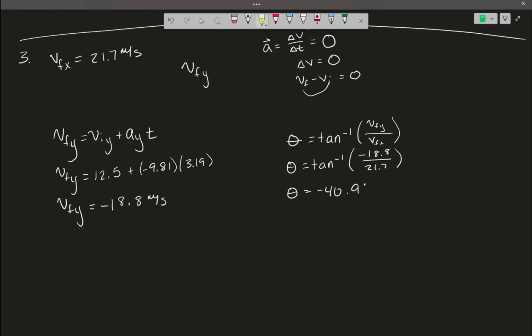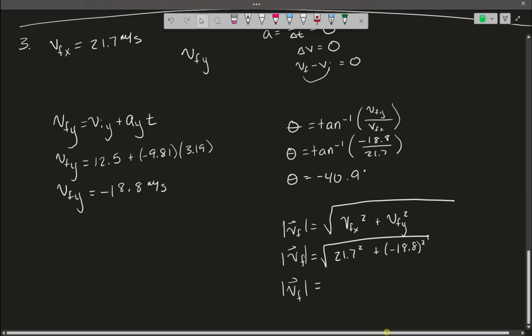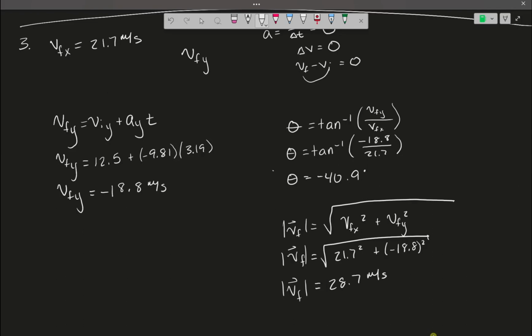Now I want to find the magnitude. To find the magnitude, I can use the Pythagorean theorem, right? So the magnitude of this final velocity is going to be equal to the square root of the x component of the final velocity squared plus the y component of the final velocity squared, which will be 21.7 squared plus negative 18.8 squared, and I get that the magnitude of this final velocity is equal to 28.7 meters per second.